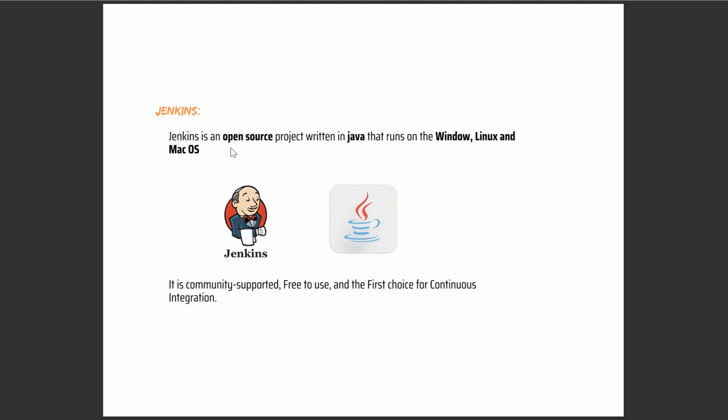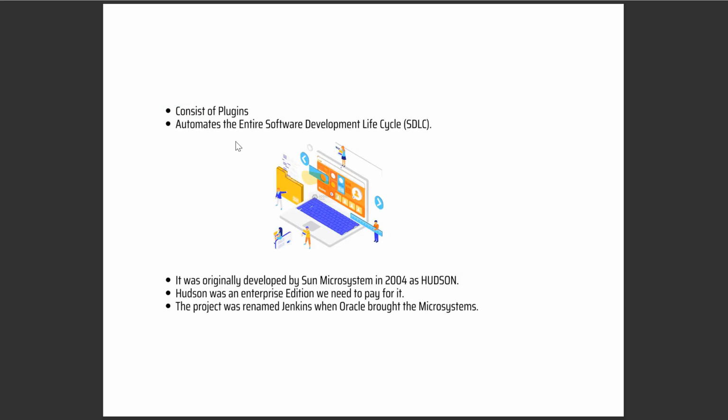Firstly, why are we adopting Jenkins? Because Jenkins is an open source project written in Java, and it can run on Windows, Linux, and Mac OS. Whatever the platform may be, it is open source and can be integrated with any OS, so it is platform independent. That's why the majority of organizations prefer Jenkins, because we can do customization as per our requirements. And it consists of plugins. What is the use of plugins? They are used to automate the entire life cycle.